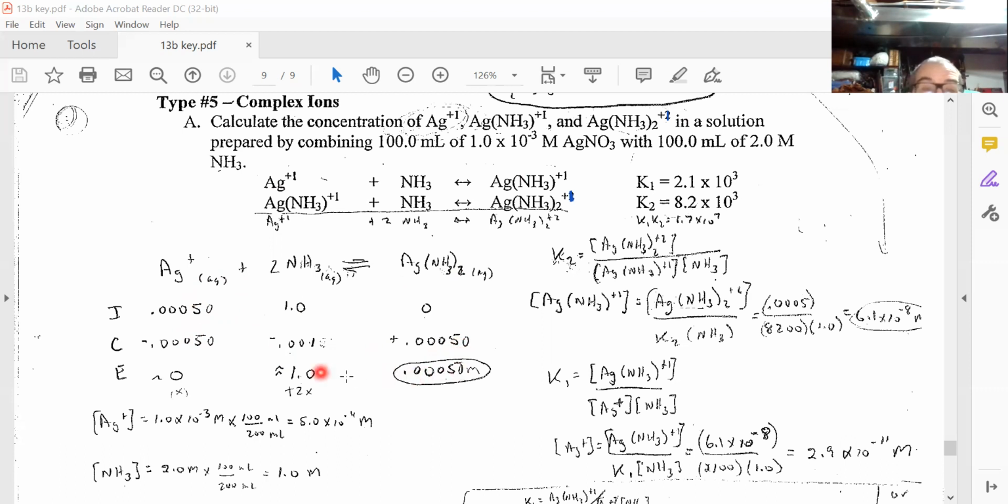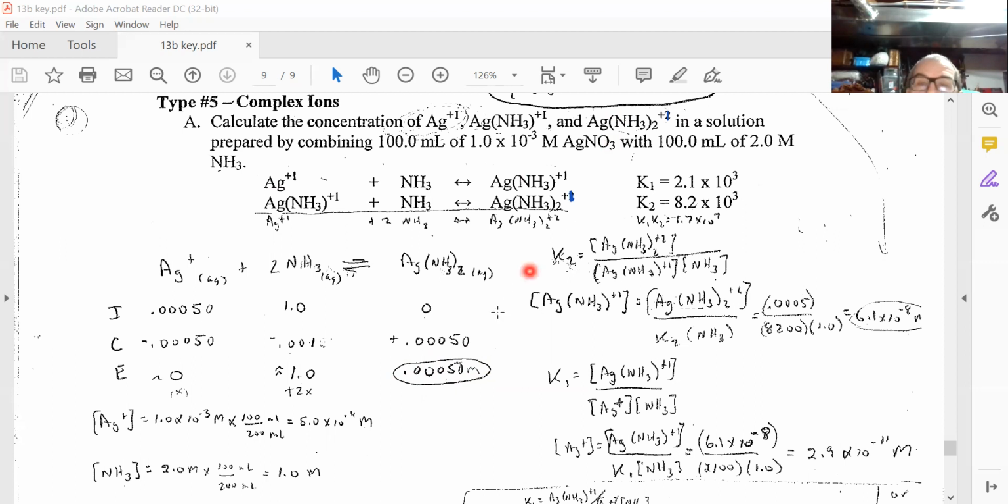When it kicks back, it's going to kick back into what? One part of this, two parts of this. So I'm going to call this X, and this X. Technically this would be 0.0. This one would lose a little bit of X, but we're going to find X is going to be small compared to this number right here. So this really ends up being our concentration of Ag(NH3)2+. So we solve for this right here.